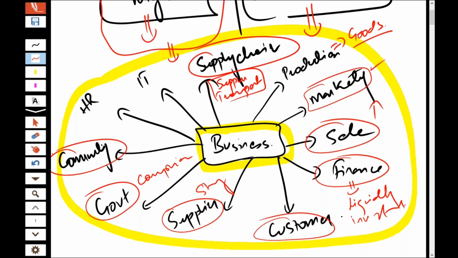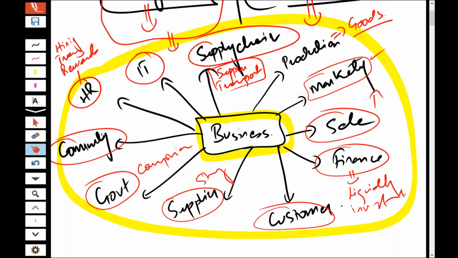You'd make sure that the community in which you operate, the community that is actually impacted by your business, is not affected. You'd make sure that your business's HR operates appropriately, whether that be the hiring of the staff, the training of the staff, the rewards of the staff, etc. You'd make sure that your IT infrastructure is maintained in a proper manner.